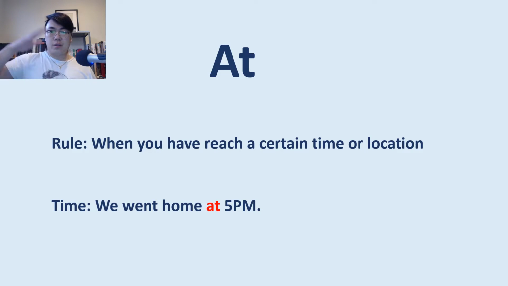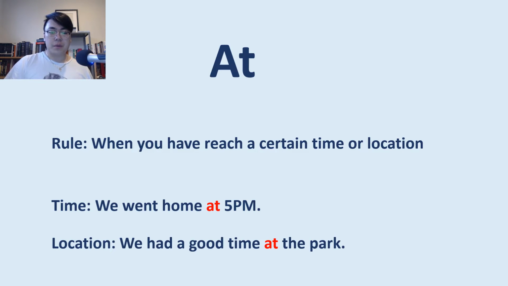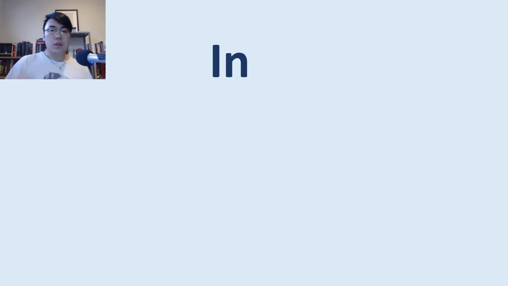You can use this for any different type of time as well. But with location, it's also a similar thing, right? We had a good time at the park. So you have to think about, you have this area or time that you want to go, and your arrival there is when we use the preposition "at."